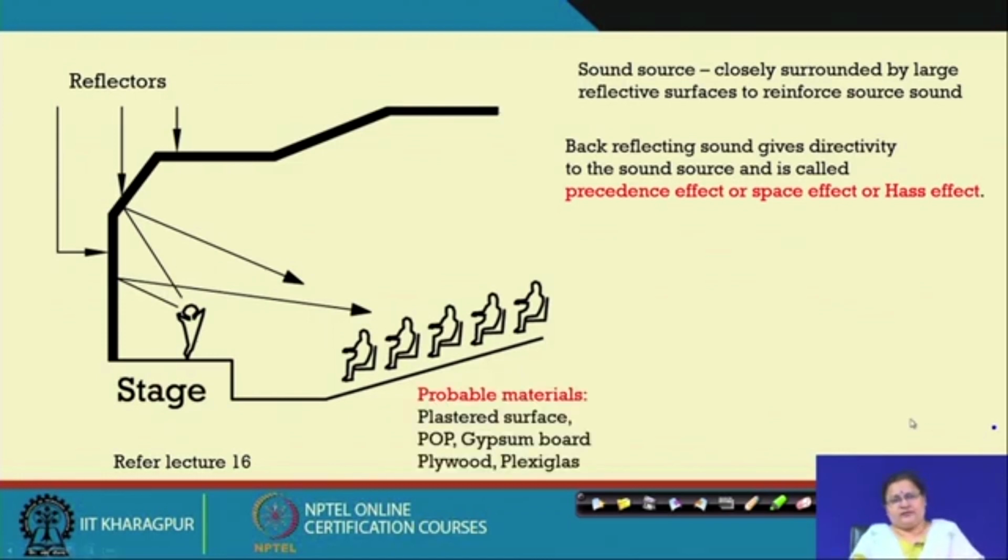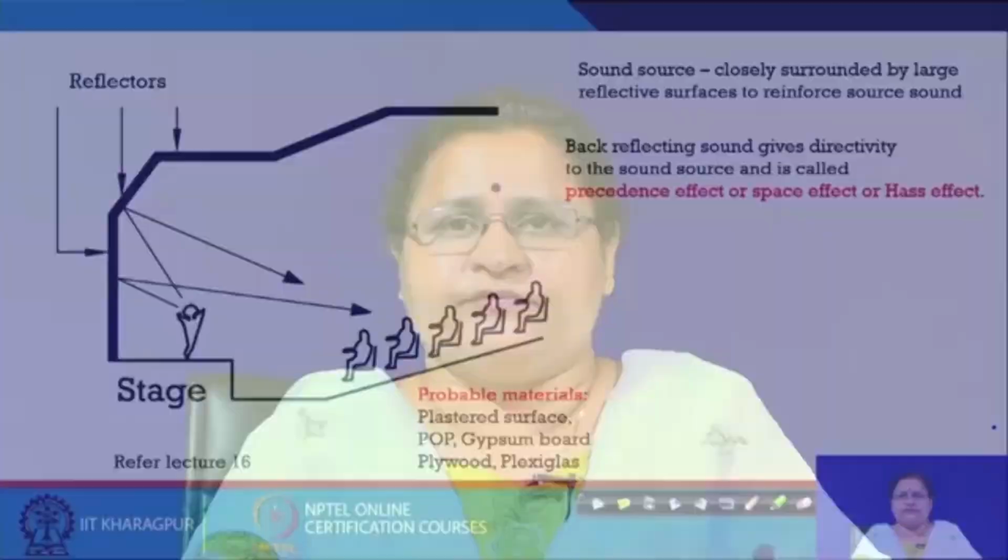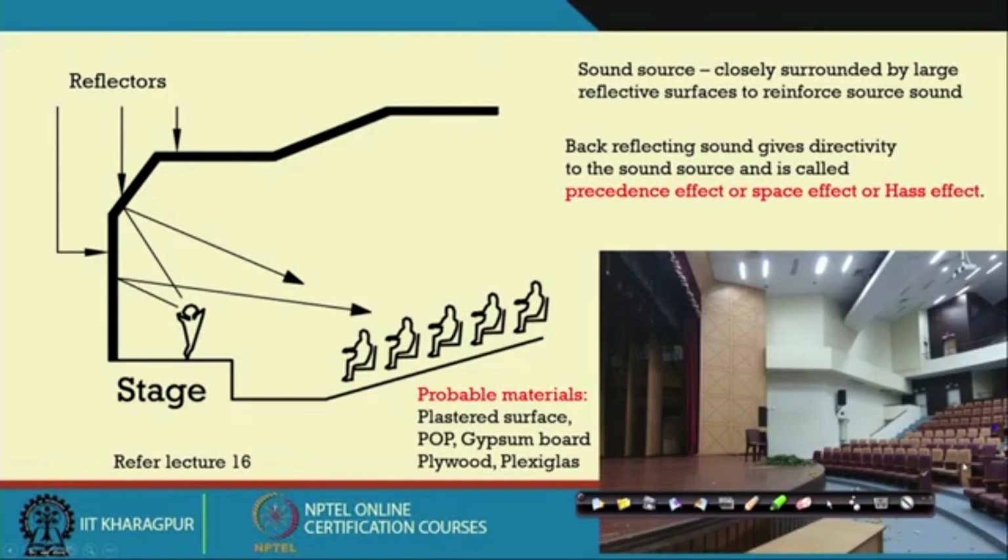Probable materials, if you try to give plastered, hard plastered surfaces which are highly reflective: plaster of Paris surface, gypsum board, plywood, plexiglass. All these are being applied as very high reflectors. Here is a picture of Kalidas Auditorium, where you can see that plywood has been applied on the side, on the splayed side. You can see hard wall surface here also.